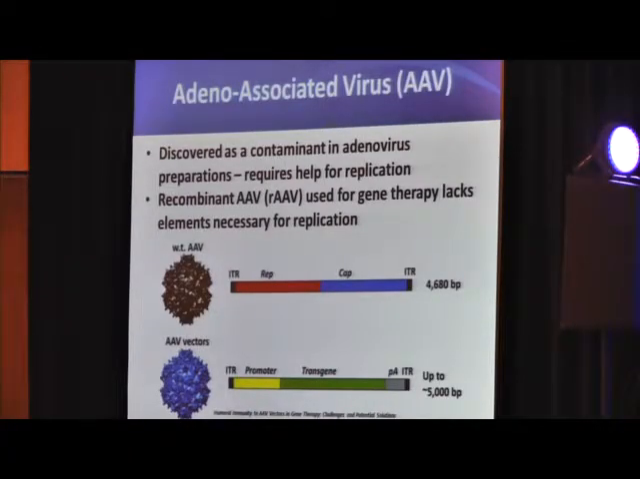Furthermore, the recombinant AAV, or rAAV, that we're using in all gene therapy vectors completely lacks the elements necessary for replication that are provided by AAV normally. So if you look at the top example, that's wild-type AAV.